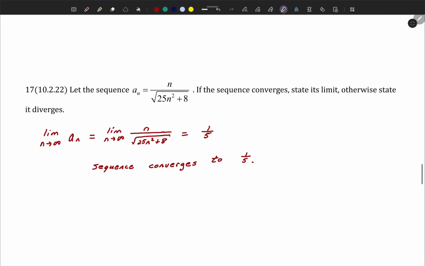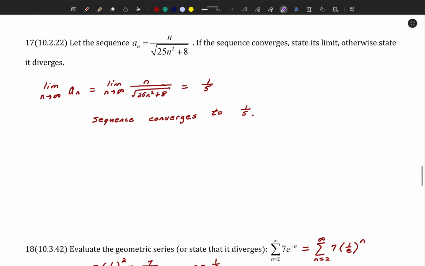The next problem gives us an equation for the general term a sub n is n over the square root of 25n squared plus 8. And it says if the sequence converges, state its limit, otherwise state it diverges. And again, for sequences, the rule is if the limit as n approaches infinity of a sub n is any one number, it converges to that number. Otherwise, it diverges.